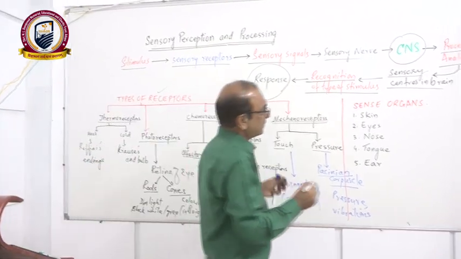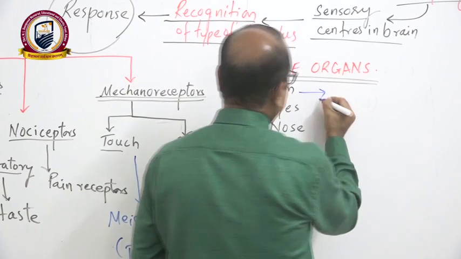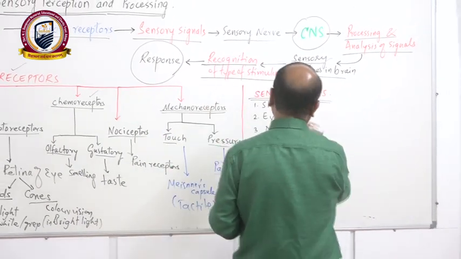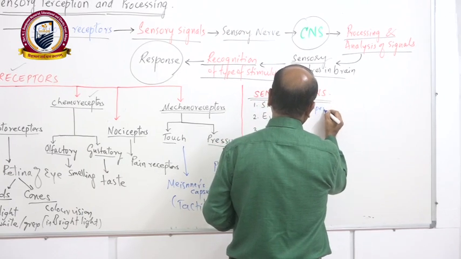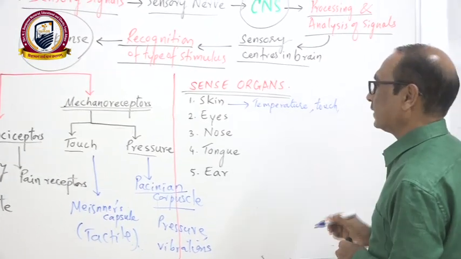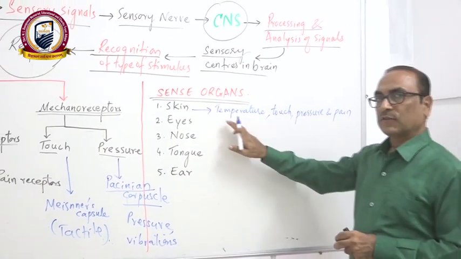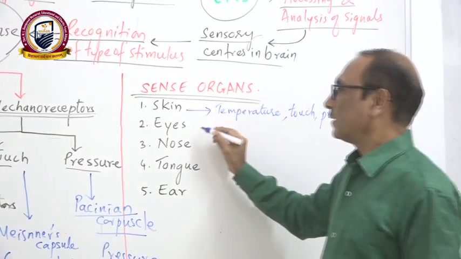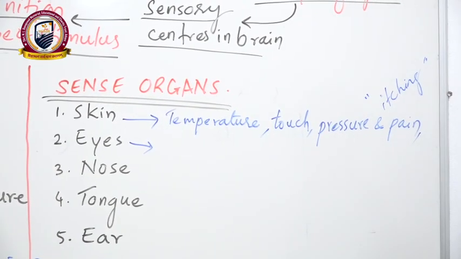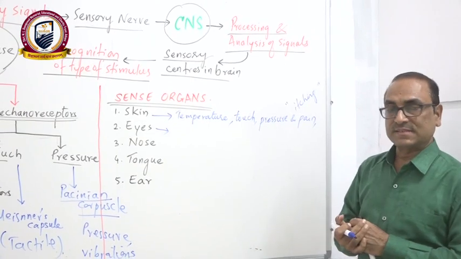Now let us take up the sense organs. We have 5 different sense organs. Skin is bringing about the perception of so many stimuli, and the receptors it has are for detecting temperature, heat and cold, and then touch, then pressure and pain. So these receptors for all these kinds of stimuli are present in the skin. And then even itching: when the free sensory endings in our skin come in contact with some irritating chemical, the itching sense is created.